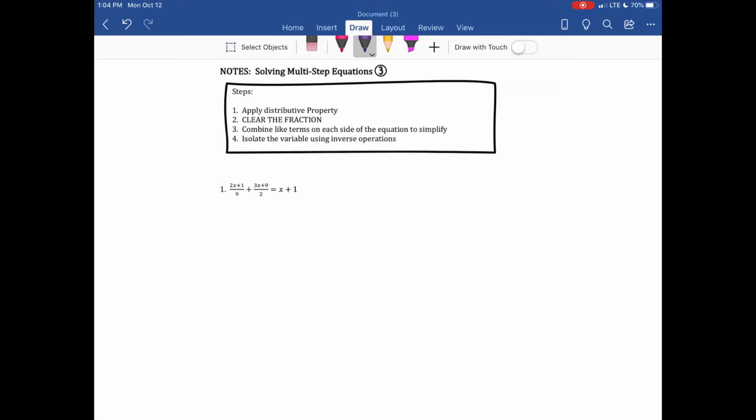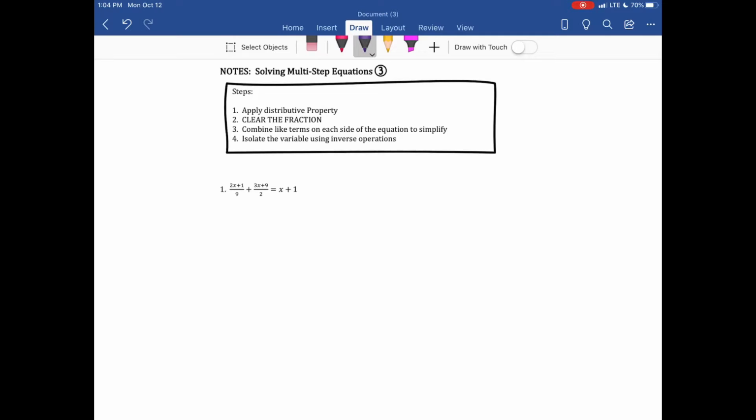More equation solving. Now we're bringing in some fractions. We're going to work with solving our multi-step equations. This is round 3. And we're going to see what we need to do in order to clean this up when we've got messy fractions.